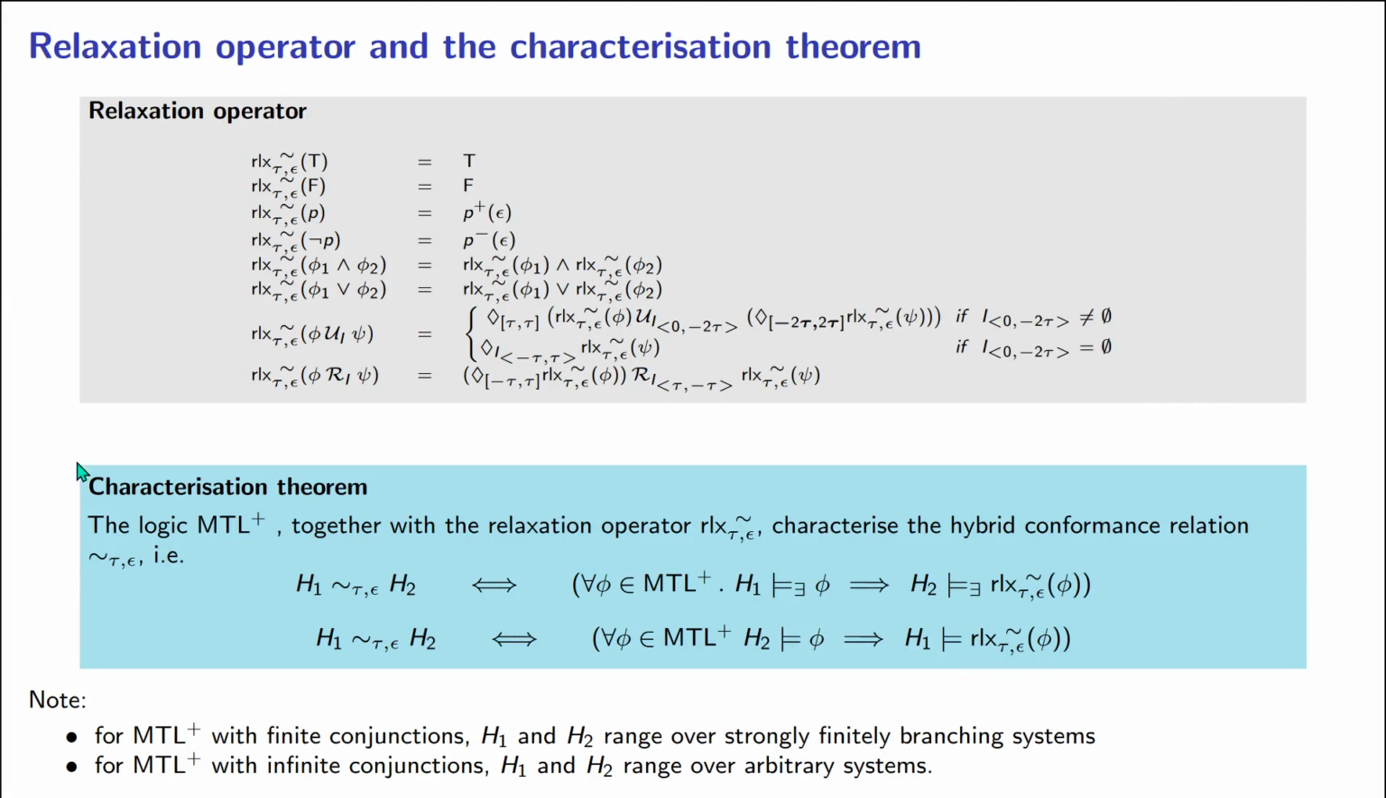And the key result of our article is the characterization of hybrid conformance. We show that systems are tau epsilon close if we have preservation under our relaxation operator for both existential and universal interpretation of formulae. And here this direction really doesn't matter because we have a symmetric relation. Just a technical note, if we use the syntax with finite conjunctions, then the result is for the systems with finitely many traces. And for arbitrary branching, we need the infinite conjunctions.